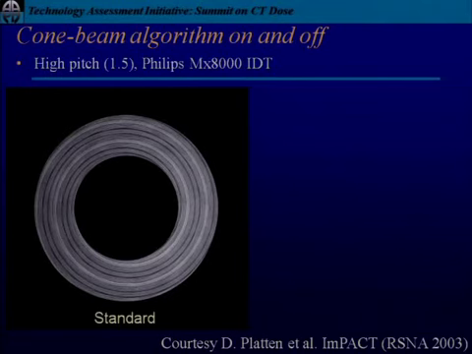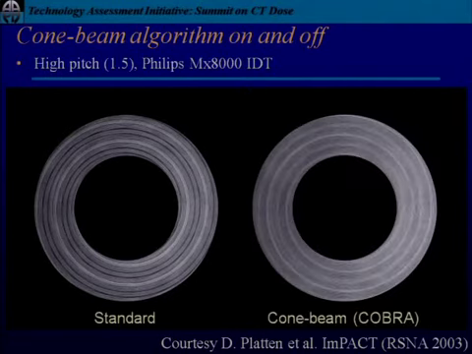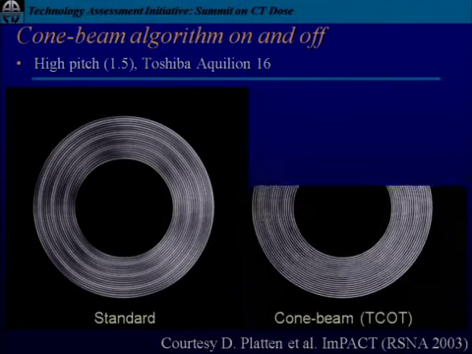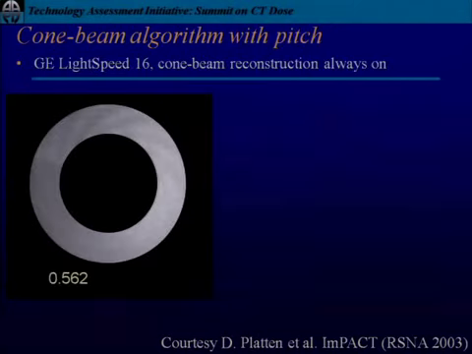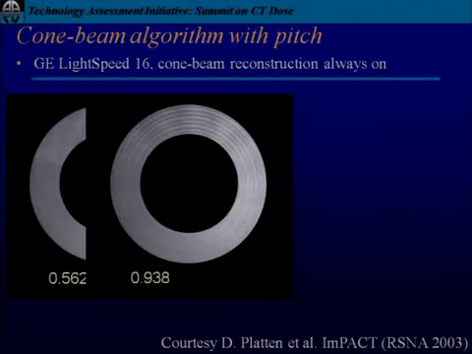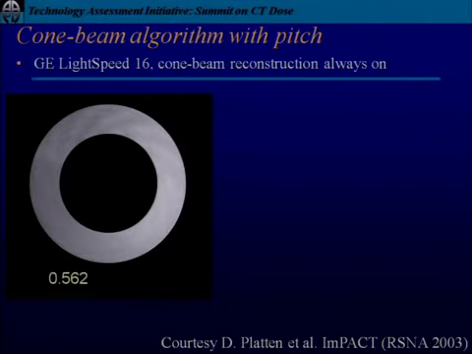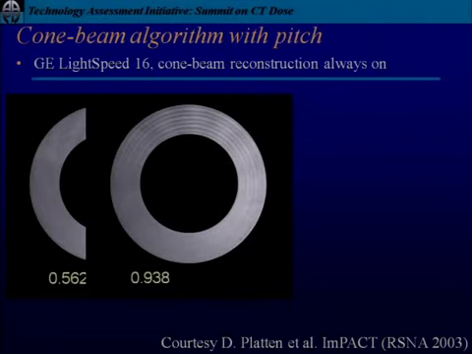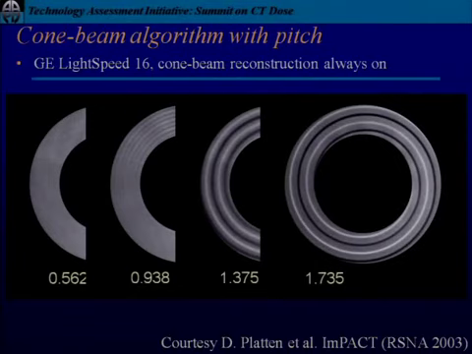This is off a Philips system. This was their implementation. Toshiba. And the GE system is always on. There wasn't an on and off version, but big effect on what your image quality, your cone beam artifact looks like with pitch.